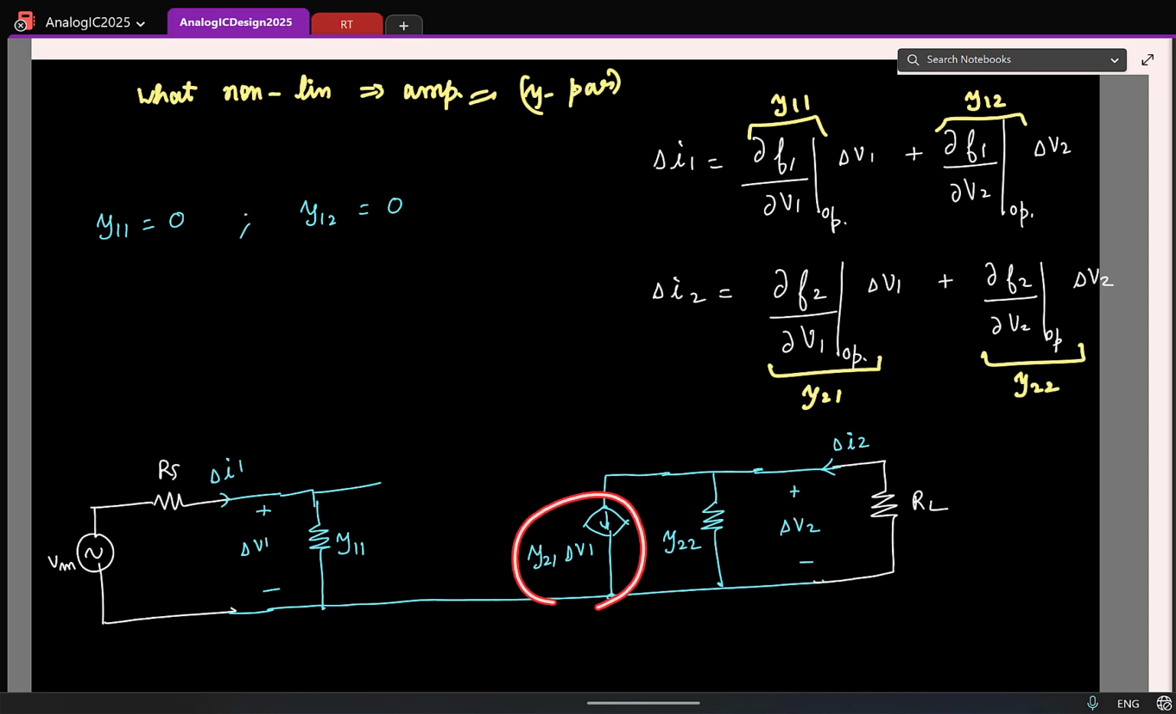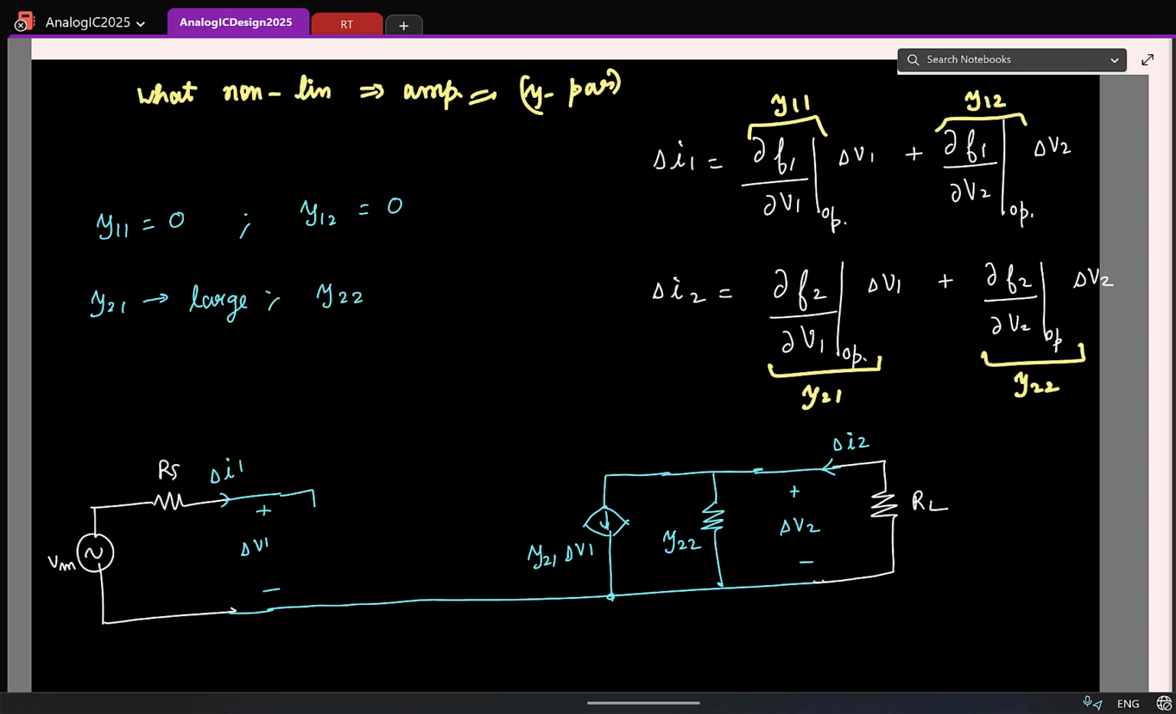Similarly, let's look at Y21. So I'll remove Y11 then. What is Y21 saying? I have the input that produces a delta V1. I am pumping in a current dependent on that voltage. If I want to have a large gain, how should Y21 be then? Infinite or very large, right? This is clear because Y21 is saying how much of this voltage is getting converted to the current. So this should be essentially very large.